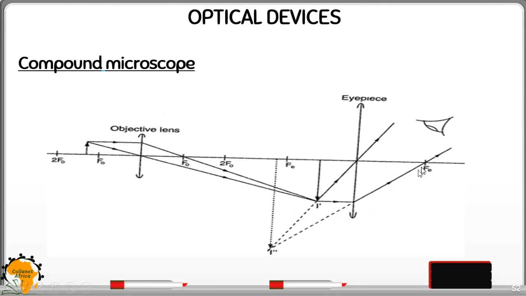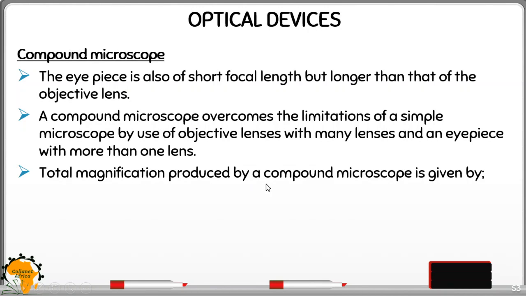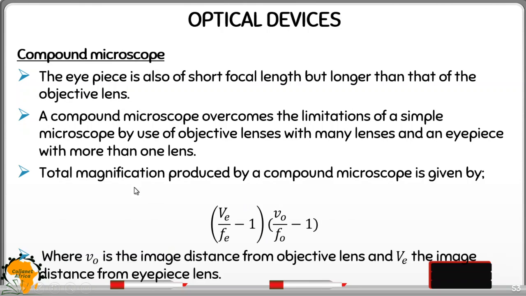So if you look at the way these rays are emerging, you need to extrapolate on this side so that where they intersect, you can get your image, and this image is magnified. So this arrangement is what we call the compound microscope. And for us now to get the total magnification, we multiply the magnification of the first one and the magnification of the second one. So this is an improvement of the simple one. The simple was just using one lens, but this one is combining the two lenses.